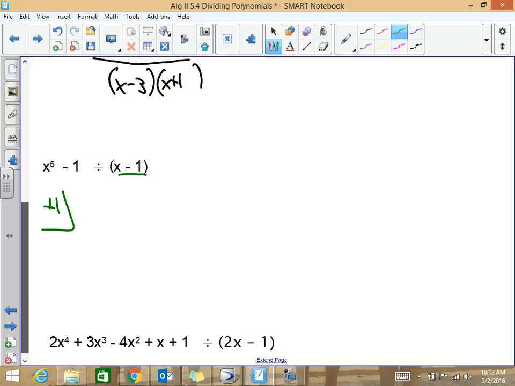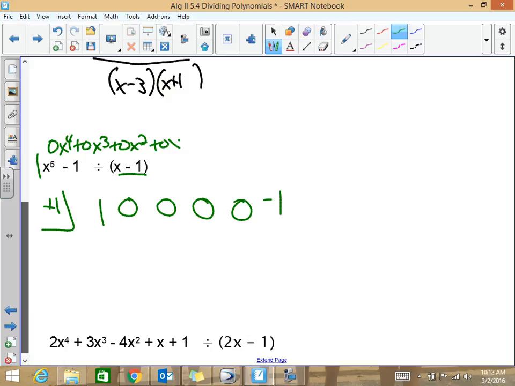So we've got x to the 5th, so that's got a coefficient of 1, right? But how many do we need to fill in now? Because we need to fill in x to the 4th, x to the 3rd, x to the 2nd, x to the 1st, minus 1. Okay, then we draw the line, draw the arrow, bring down the 1.